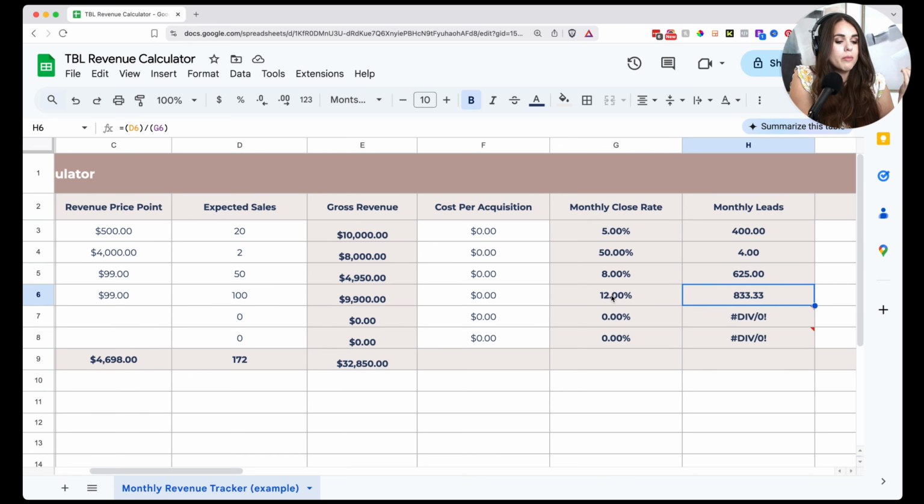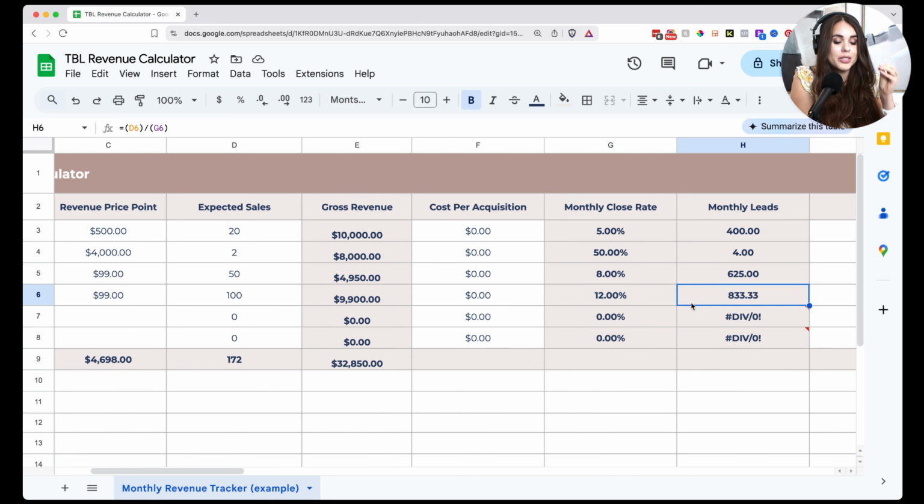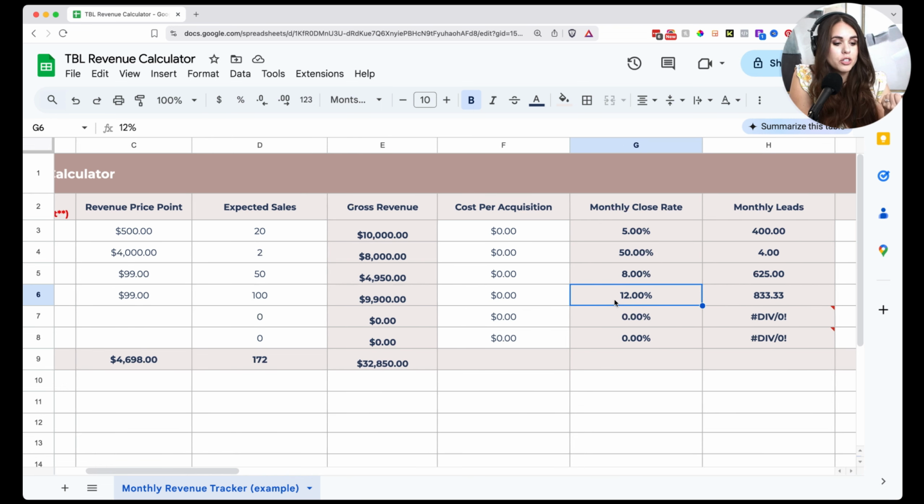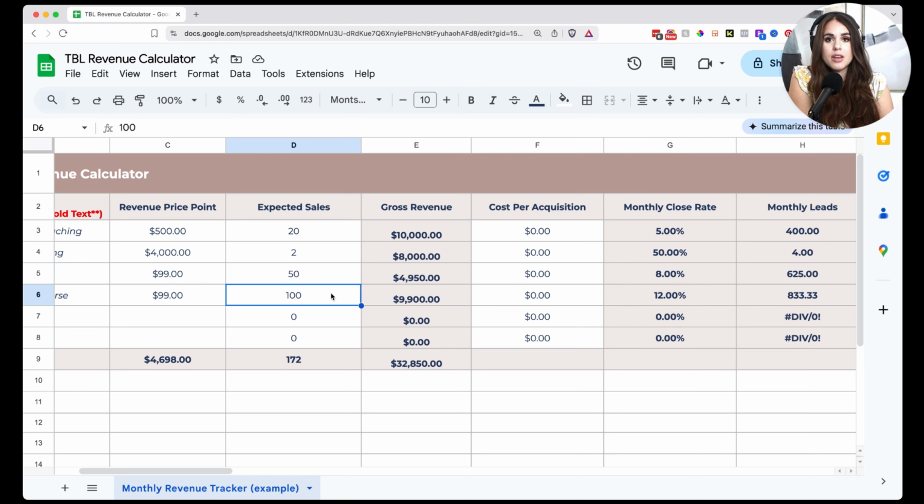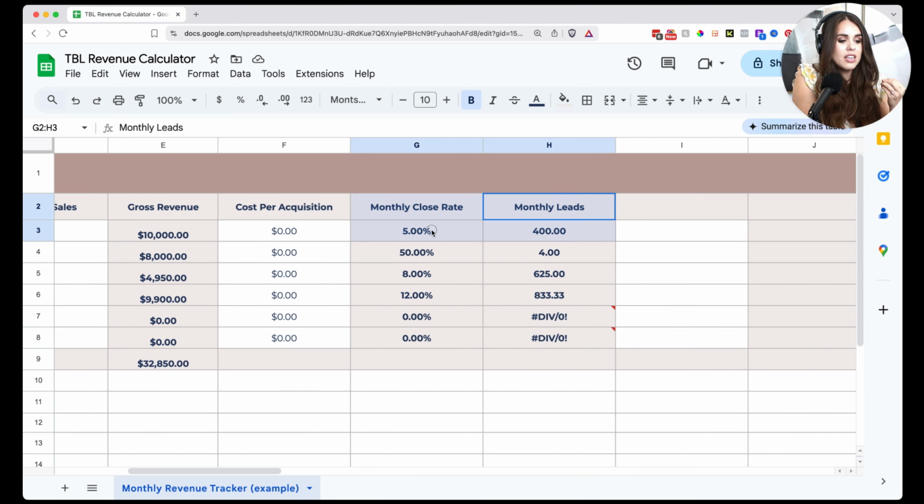And finally, for my Trello course, I need 833 people or leads to actually go through my sales process for a 12% conversion rate in order to hit that number of 100 sales. So is that making sense for you so far? I know it could be a lot of math sometimes, but it does empower you greatly to think through your marketing strategy and what your numbers need to look like potentially as you play around with this.